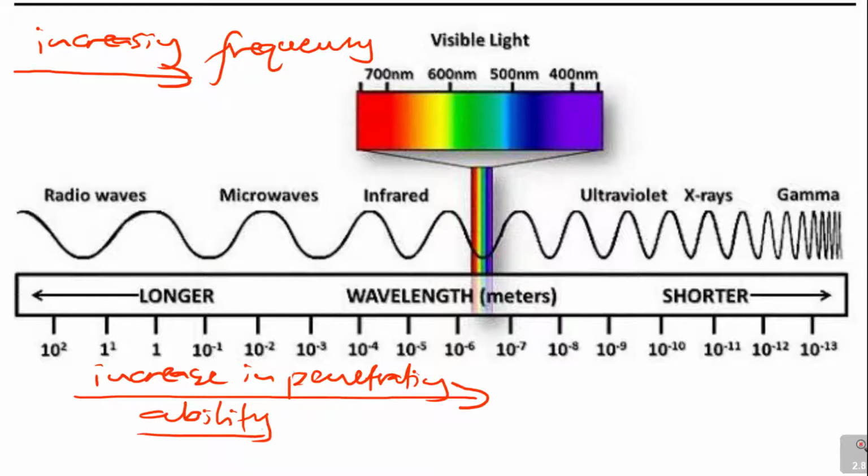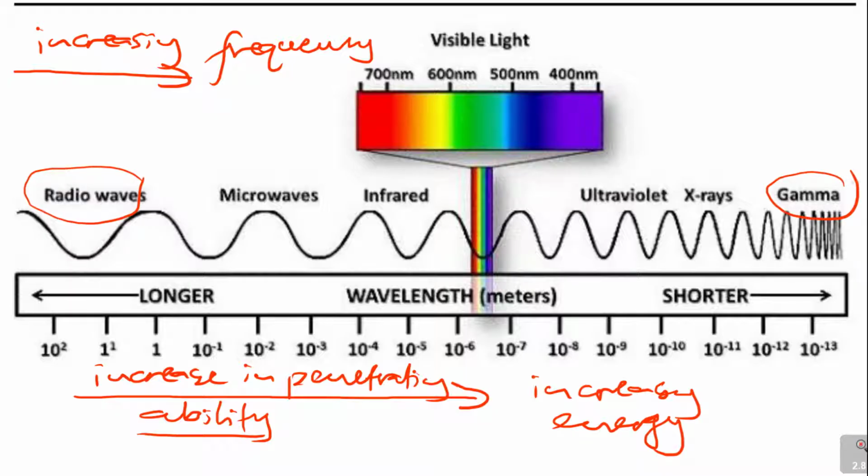So the ability of the waves to penetrate increases with increasing energy. What do I mean? Obviously, radio waves at the beginning have low energy. Gamma rays are high energy, or high penetrating rays. So these are the two extremes. Radio waves are low frequency waves, actually not even penetrating. Gamma rays are high frequency, highly penetrating waves.